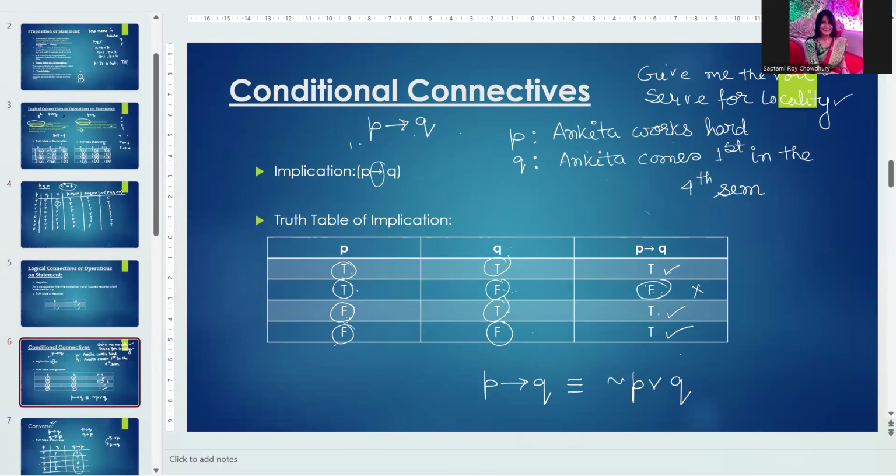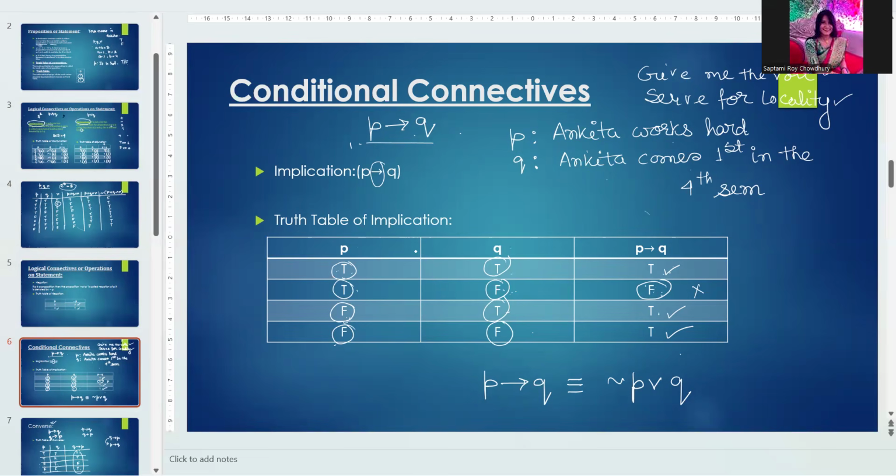Next one, look at that. This is called the conditional connective. First one is P implies Q. That is, if P holds, then Q also holds. I am taking a basic, real example. Ankita works hard. Ankita comes first in the 4th semester. So this is true: Ankita works hard, that's why Ankita comes first in the examination.